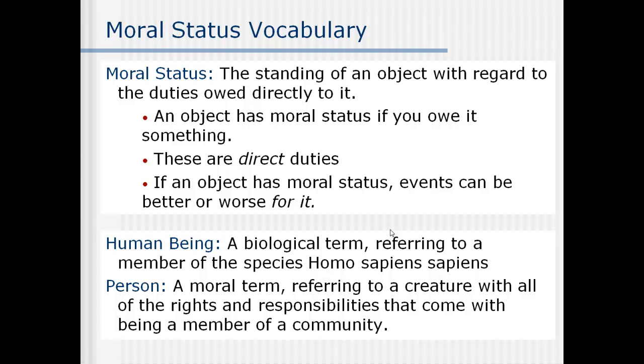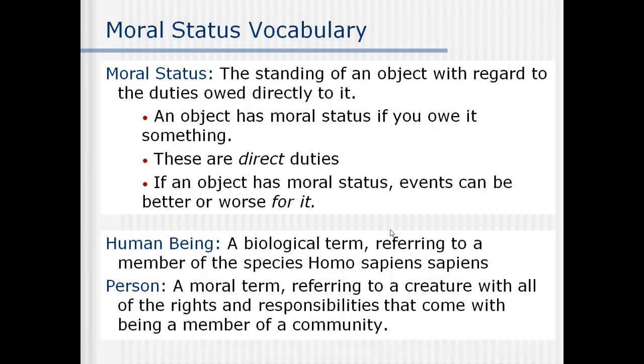We are all members of the same species. Person, on the other hand, is a moral term, and that refers to a creature with certain rights and responsibilities. Typically, a person is someone who has all of the rights and responsibilities that come with being a member of some community. And often personhood is taken to be the highest level of moral status. Now, you and I are persons. There are many things that are biologically human beings who may not be persons. An unborn fetus, certainly prior to the third trimester, is not considered a person legally, and may not also be a person in a moral sense, even though biologically it is a human being.